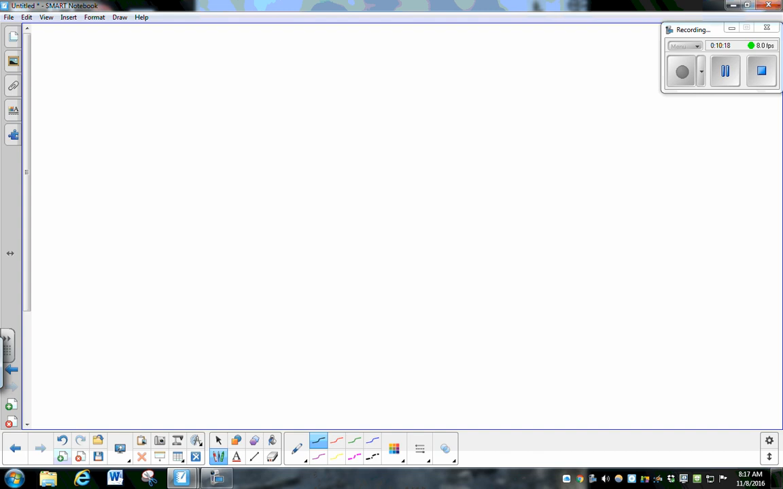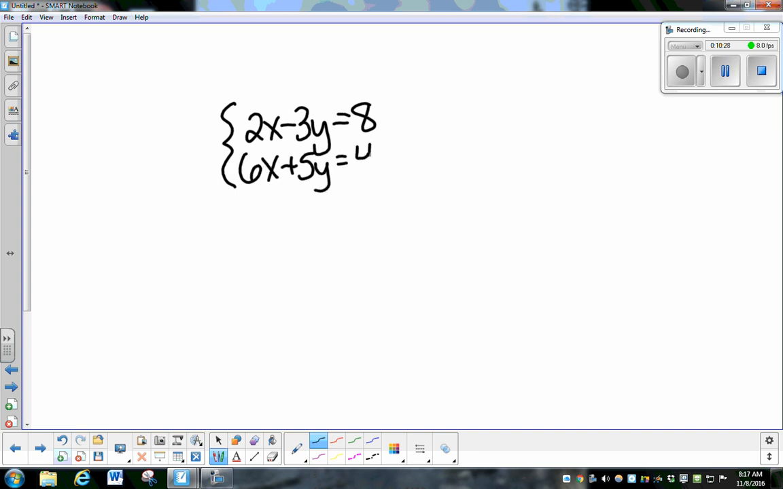All right, I want you guys to try solving this system. 2x minus 3y equals 8, and 6x plus 5y equals 4. So I want you to solve that system by elimination, and you are going to have to change one of those equations. You're going to have to multiply it by something to make one of those variables eliminate. So try that one, and we'll go over it in class tomorrow. I've got one more example after this one.